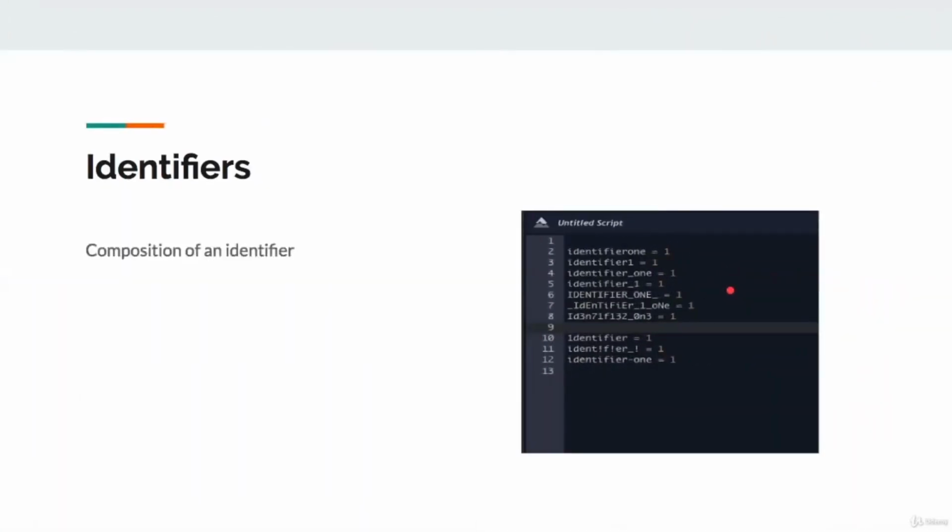Okay, so what are identifiers composed of? How do you make one? Well, basically, it's just upper and lowercase letters. You can have an underscore in them, as you can see in this example. You can have digits 0 through 9.